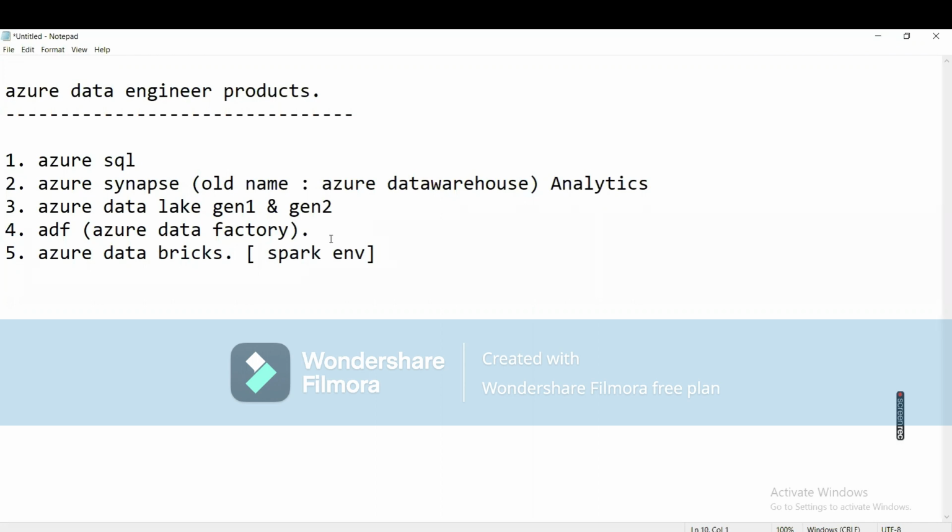Of course, that is not your decision. Your architect will decide what kind of processes should run with ADF and what kind should run with Databricks. But today you are junior, tomorrow you might be senior. At that time, you should have this idea.